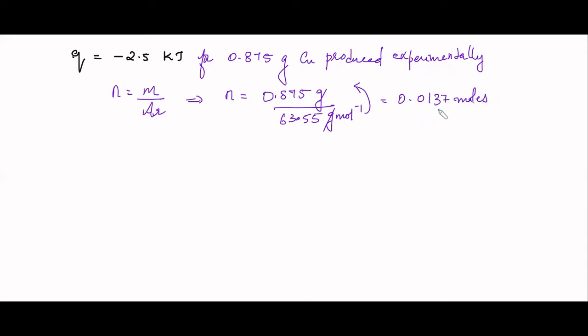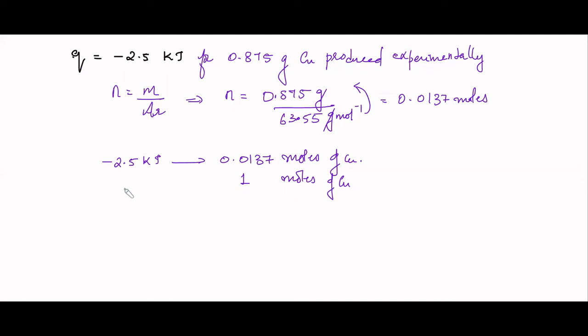So many moles of copper, when so many moles of copper is produced, it will be releasing minus 2.5 kilojoules of energy. So I can rewrite it as minus 2.5 kilojoules of energy corresponds to 0.0137 moles of copper. Now, if I want to get it for 1 mole of copper, because as I said before, enthalpy has to be calculated for 1 mole of the substance, not for any quantity that we utilize in the experiment.